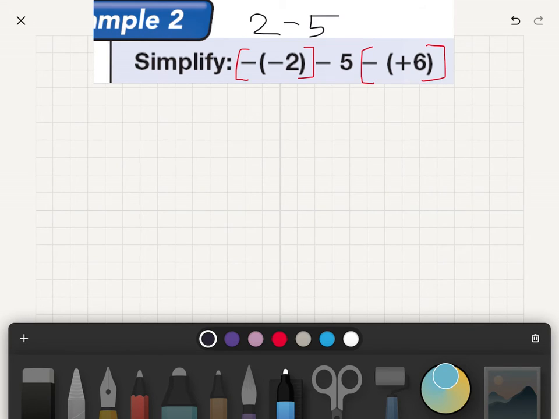And then we can look at this and say, well, this is kind of like -1 times +6. Which would give me what? Think of this as a -1 times 6 would be -6. Yes.